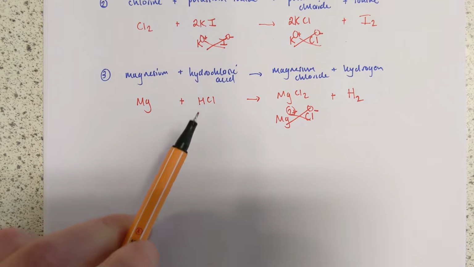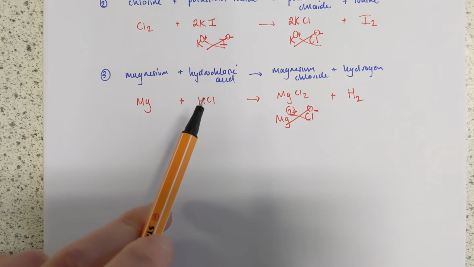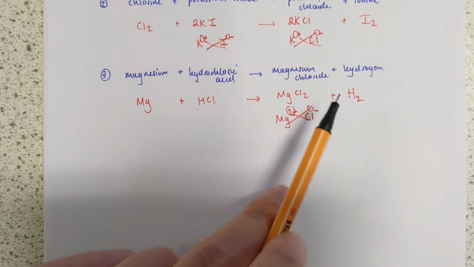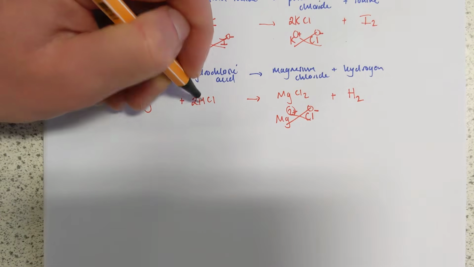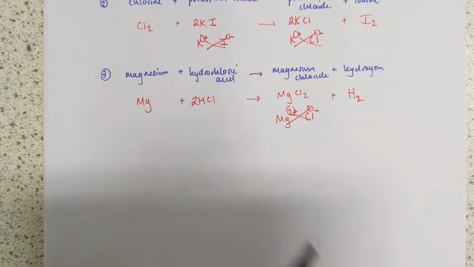Balancing the equation, if I look here, I've got 1 chlorine here, but 2 chlorines over here. I've got 1 H over here and 2 H's over here. Therefore, if I put a big 2 in front of HCl, I'll have the correct number of hydrogens and the correct number of chlorines, as well as the correct number of magnesiums on each side.